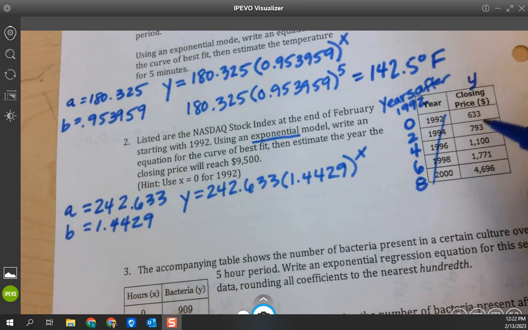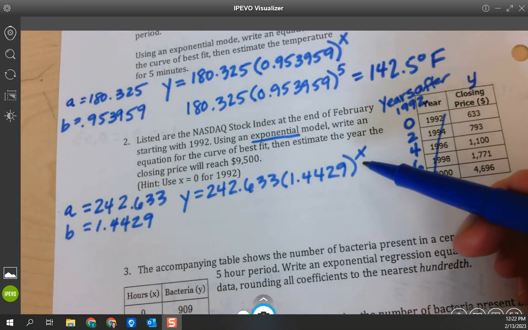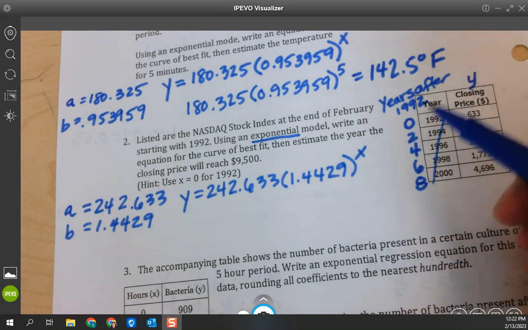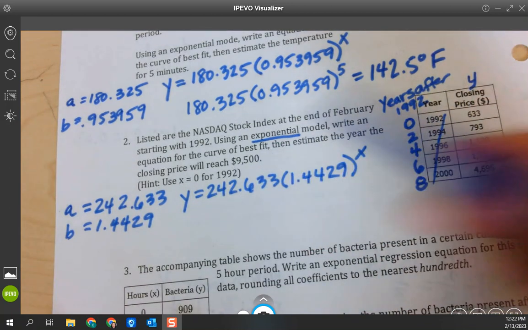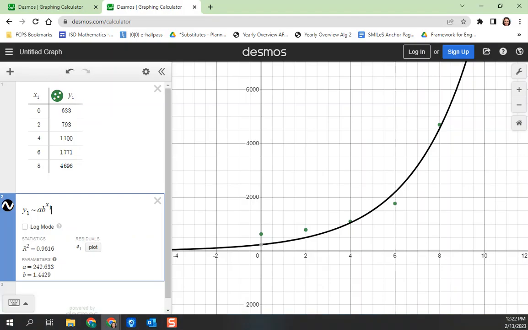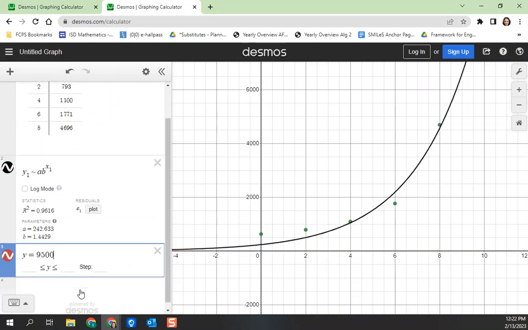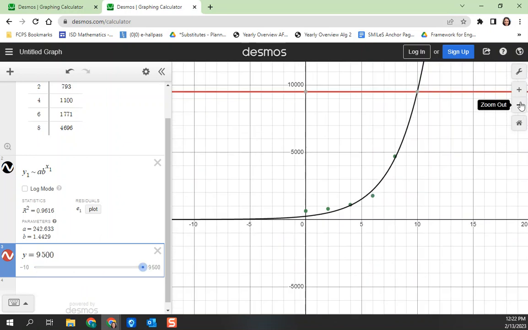Later in this unit, we're going to learn how to solve an equation for an x as your exponent, but for now, we haven't learned that yet. So in order to find out when the y is 9,500, we're going to use Desmos. So let me pull your Desmos right back up. And this is the right one. So we're going to put in y equals 9,500. And you'll need to zoom out just a little bit to find it. And then that looks like it's about 10 years after 1992. So that would be about the year 2002.